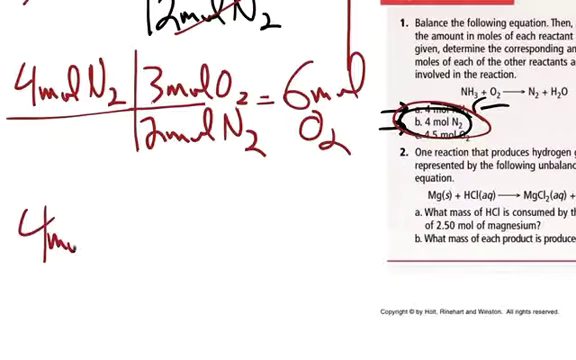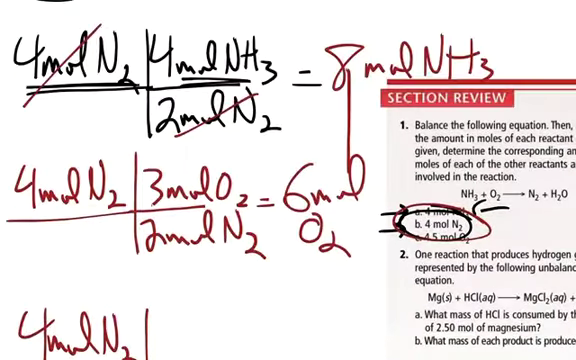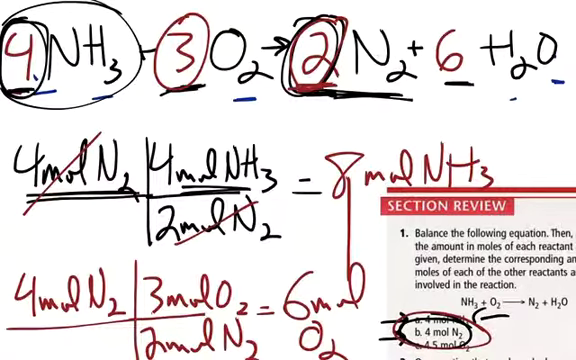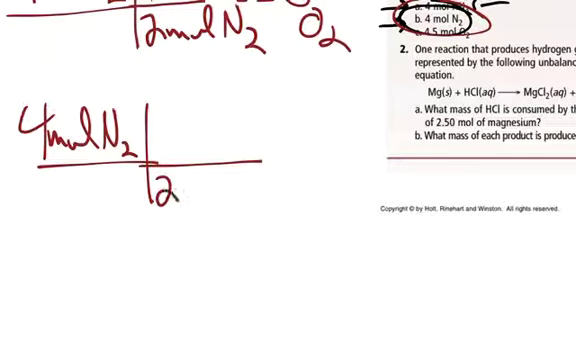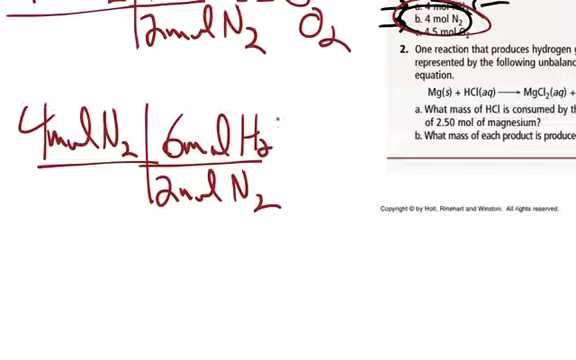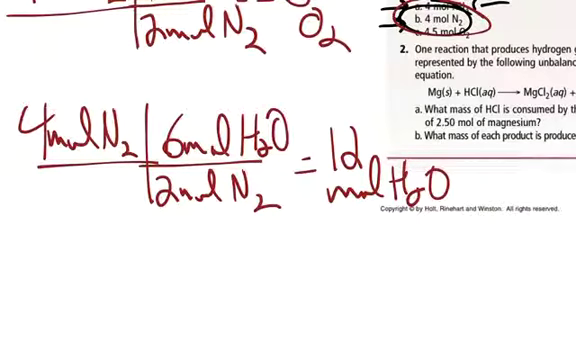Now I could also do the same thing for the water, and I might as well. So 4 moles of nitrogen. Again, I need to look up the correct molar ratio. This time I'm looking at the nitrogen to water ratio, so I can find how much water will be produced. That is 2 to 6. So 2 moles of nitrogen to 6 moles of water. If I do the math there, I get 12 moles of water.